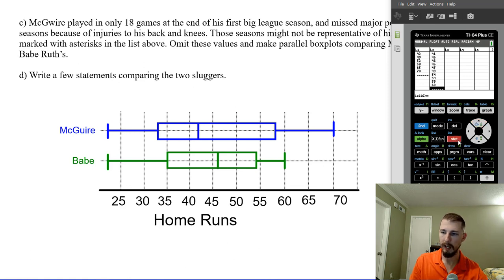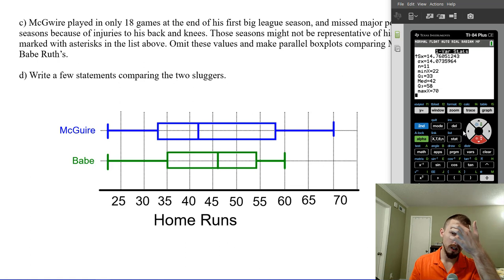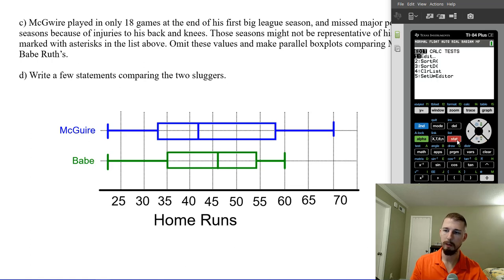So to do that, I want to recalculate 1 variable stats. So this will be for McGwire, and then look at my 5-number summary. So the minimum is 22 for McGwire, the first quartile is 33, median is 42, third quartile is 58, and maximum is 70.